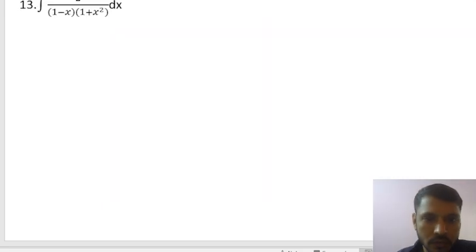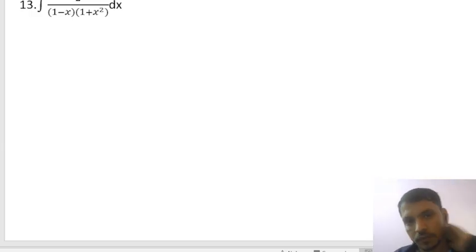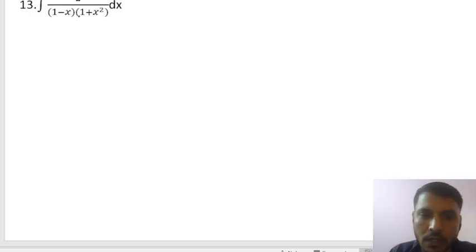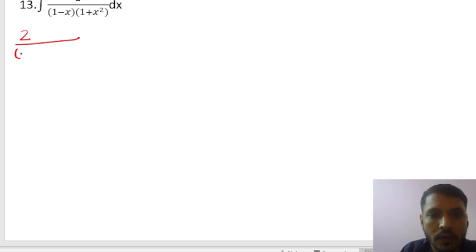Now we will move to the next question, that is question number 13. In question number 13, we can directly apply partial fractions because here we can see there are only two factors given in the expression. We cannot factorize it further. So here we can write 2 divided by 1 minus x into 1 plus x square.